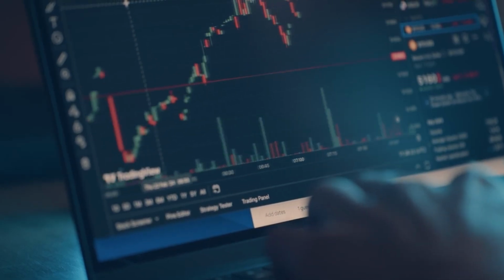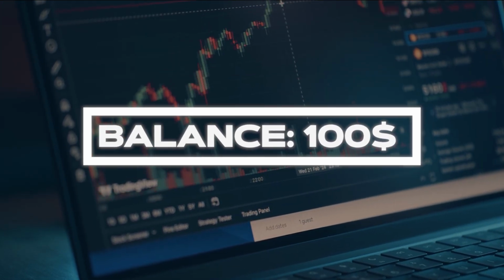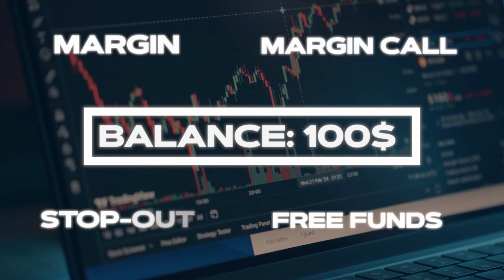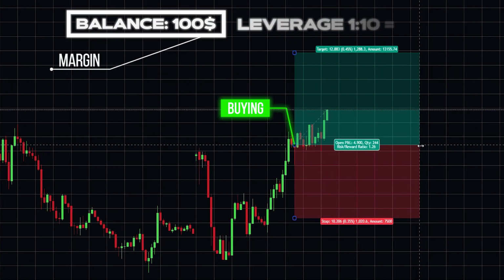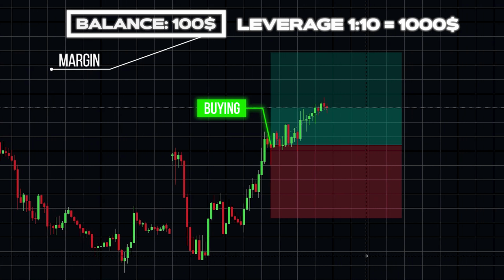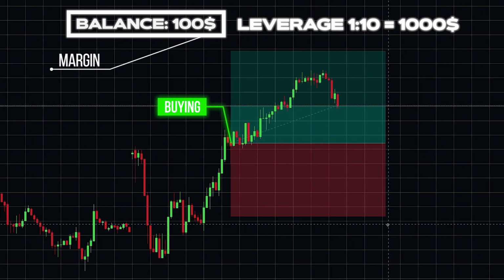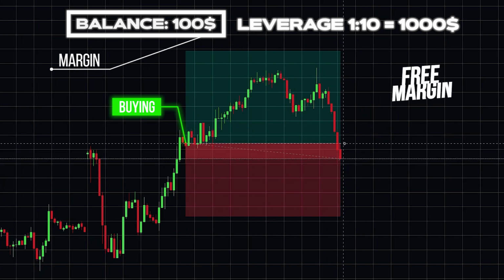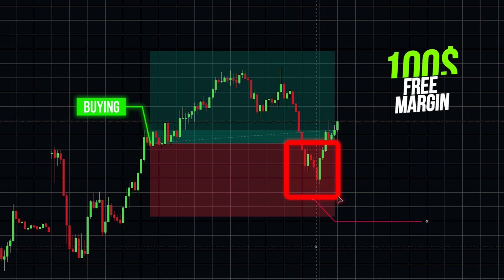Now that we've figured out how leverage works, it is important to understand what happens to your deposit after the trade is opened. This is where concepts such as margin, free funds, margin call, and stop out play a key role. When you use leverage, the broker freezes a part of your funds as collateral. This is called margin. For example, if you have $100 and open a trade with leverage of 1:10, your position will be $1,000, but the broker will hold $100 as margin. Free margin is the remaining funds on the account, which can be used to open new trades or cover current losses.